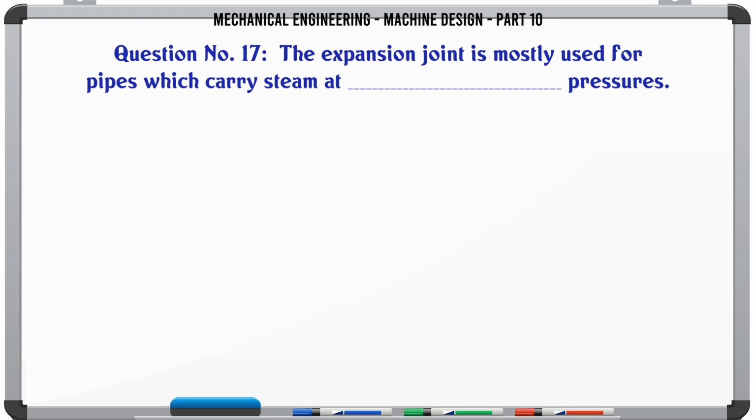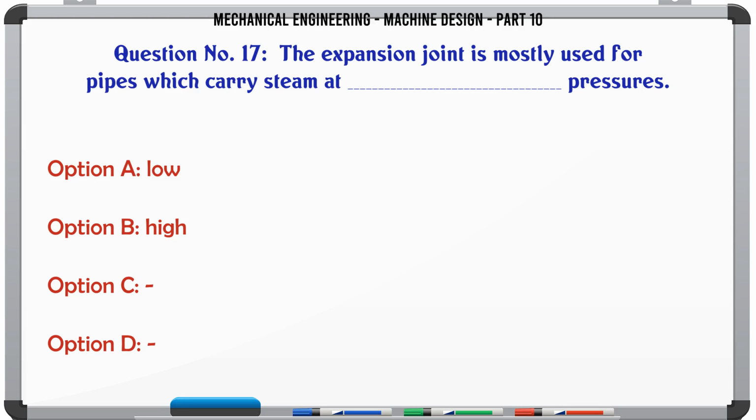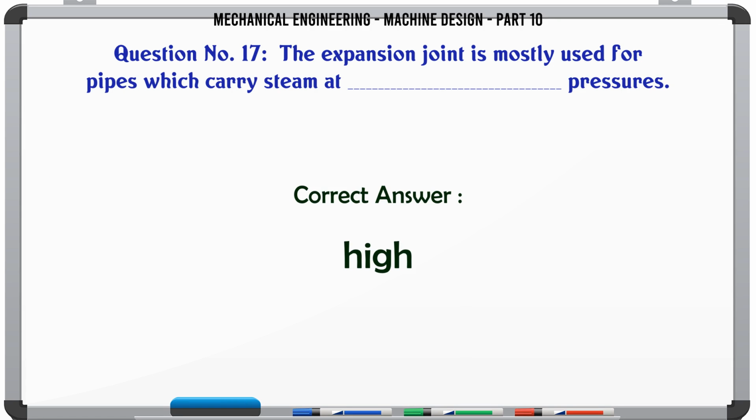The expansion joint is mostly used for pipes which carry steam at pressures A. low, B. high, C. D. The correct answer is high.